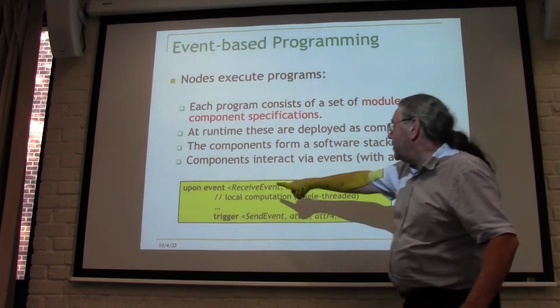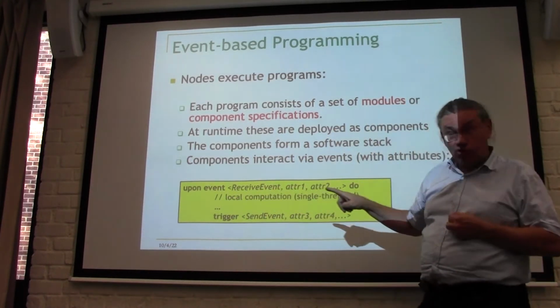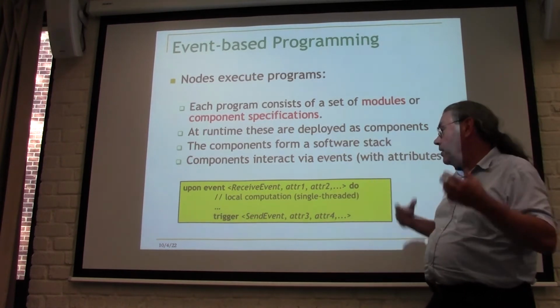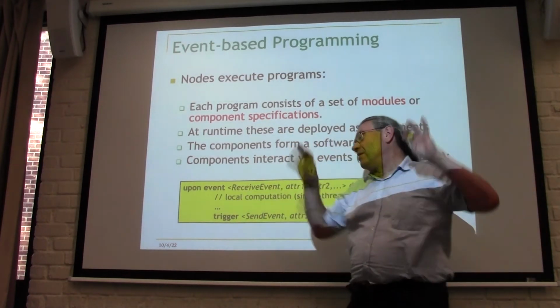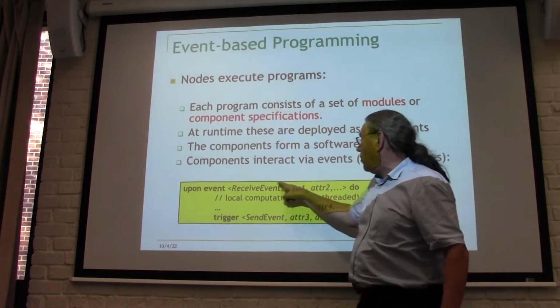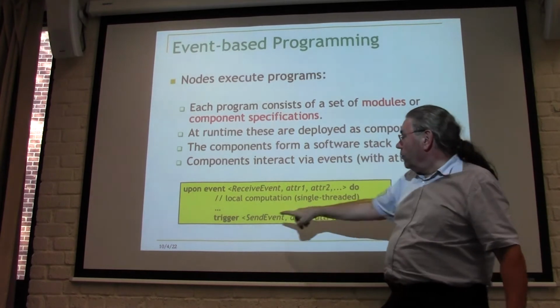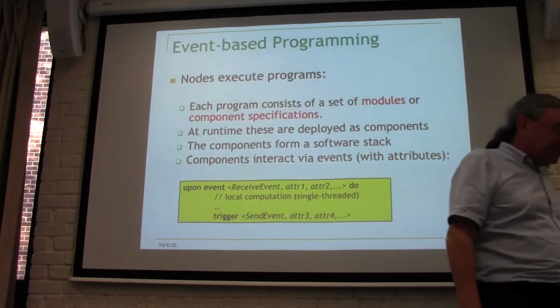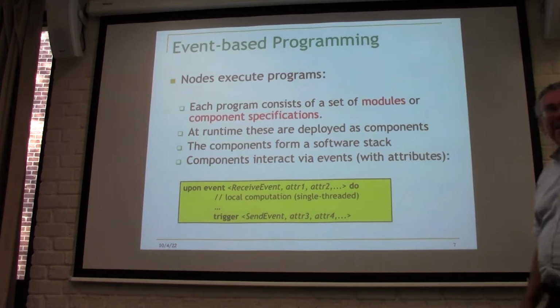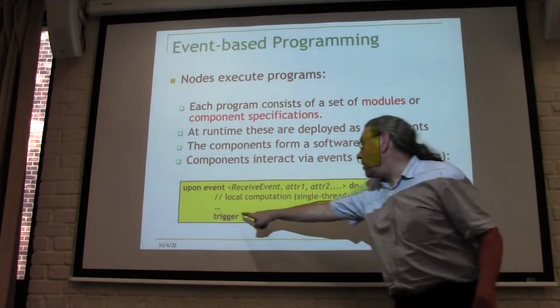So upon event is like receiving a message. Why isn't it just called receive? I don't know, because it's event. This is receiving a message, and this is the message, which is like a record. And trigger is a send. Why isn't it just called send? Well, because it's called trigger. But it's sending a message.